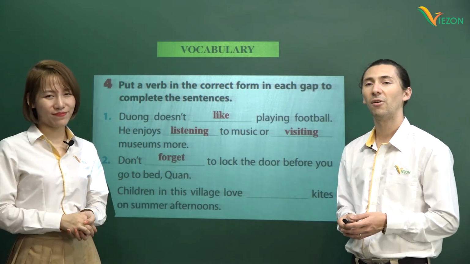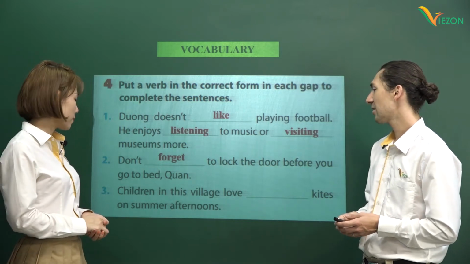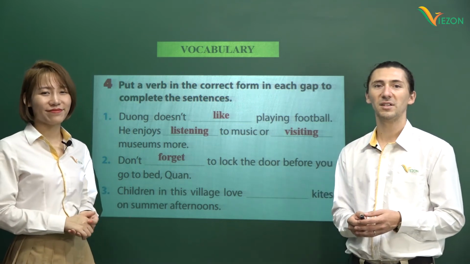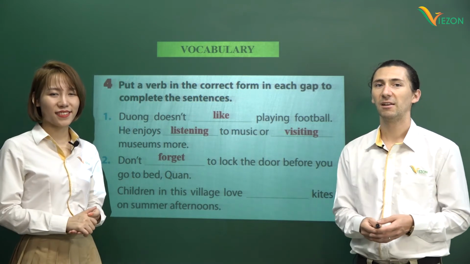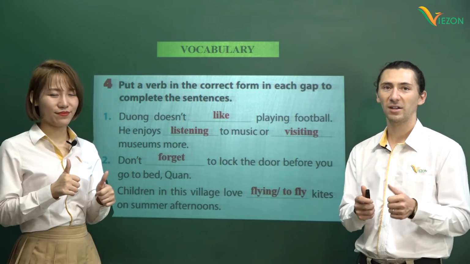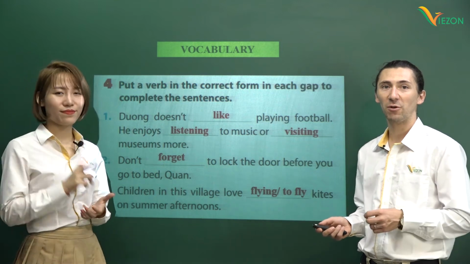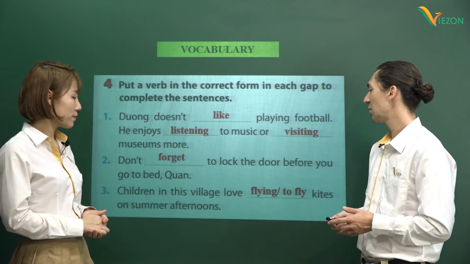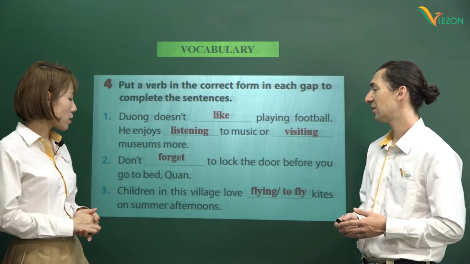And number 3. All right, number 3 says, children in this village love kites on summer afternoons. All right, so what do you think? What is the missing verb here for this sentence? If you put flying or to fly kites, you are correct. So remember, with the verb love, which is a liking verb, we can put both forms, the gerund or the to infinitive. So we can say, children in this village love flying kites, or children in this village love to fly kites on summer afternoons.